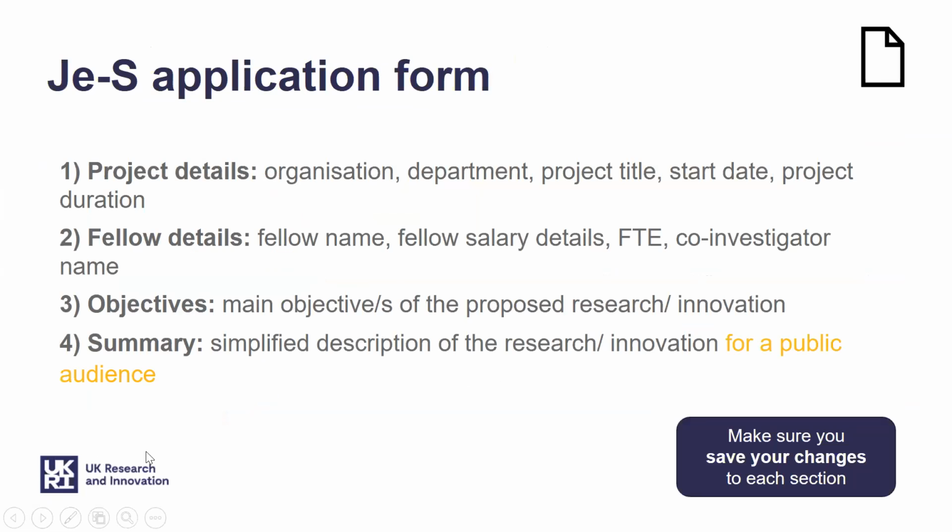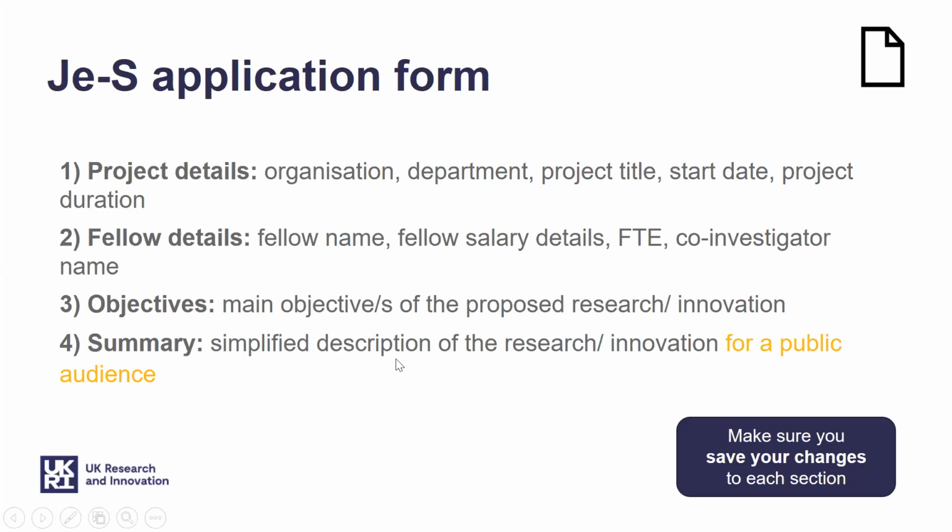So in the application form itself, again, a lot of this is filling in some basic information with a couple of slightly longer sections. So you need project details, very, very simple: organisation, department, project title, etc. The name of you as the main applicant, the salary you wish to receive, but make sure you also put this in the finance form, how much time you want to spend on the project, and if you do have those co-investigators, their names as well, although that's not mandatory like we've said.